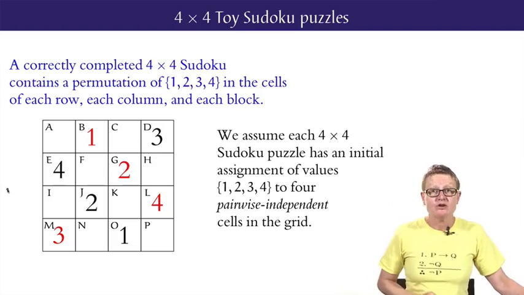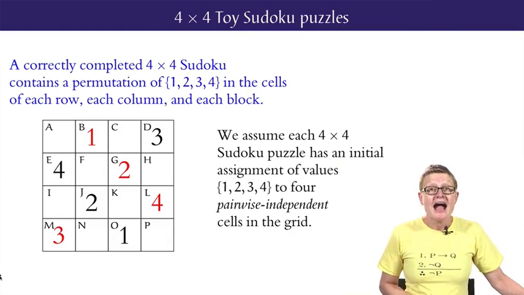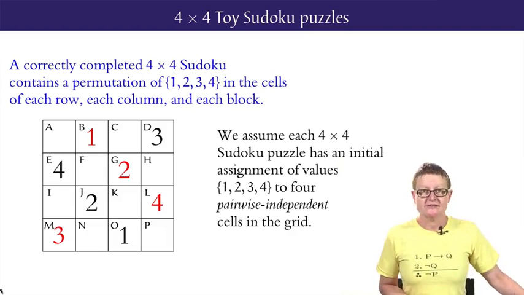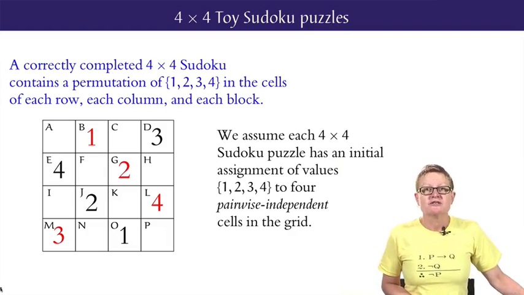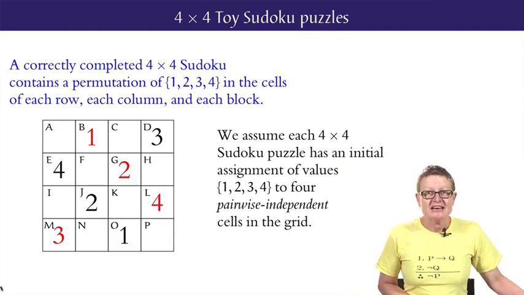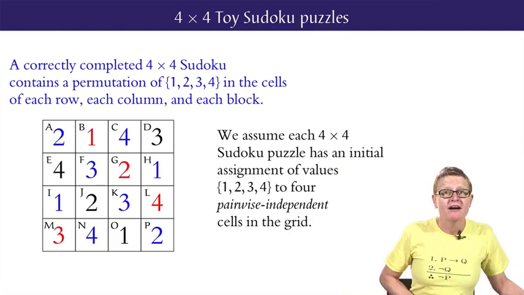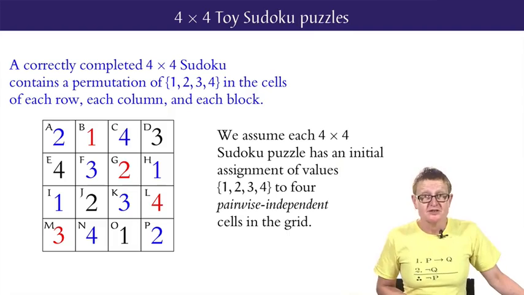Likewise, the correct values for the cells E, J, and O are immediate consequences of the initial values shown in red. It is precisely these reasoning steps that we want to explicate in our logic program in order to capture the process of solving such a puzzle.